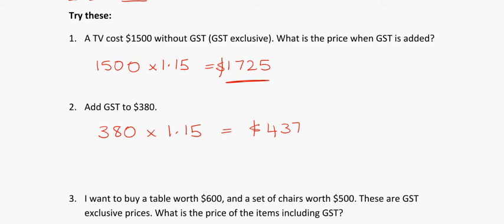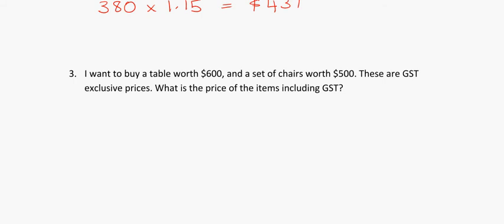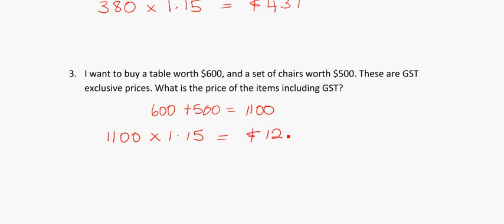Okay, now if you've got several items, quicker to add the items together and then put the GST on than do them separately. So we're going to add the 600 and the 500 together and get 1100, and then we're going to add the GST on the 1100, and if you put that in your calculator you should get $1,265.